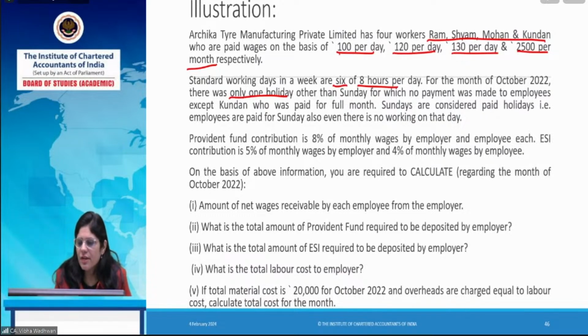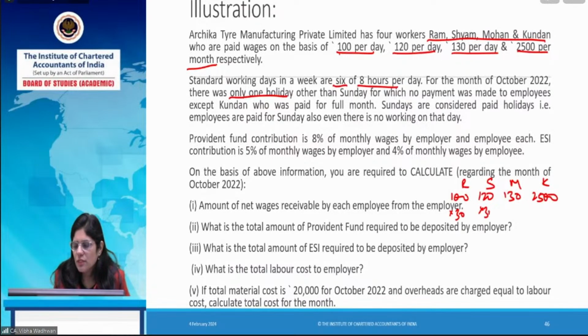Clear? So if I write it over here, Ram, Shyam, Mohan and Kundan: it's 100, it's 120, it's 130 and it's 2500. So they are the per day rate. And in October, there was one holiday. So now how many days in October? 31. But they are not paid for one day. So into 30, into 30, into 30. All 3 are not paid for one holiday in October. But he is paid for the full 2500.